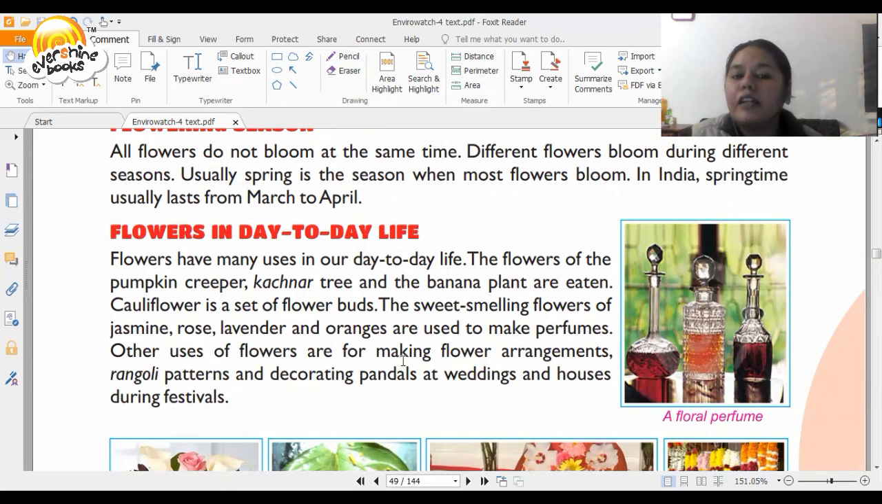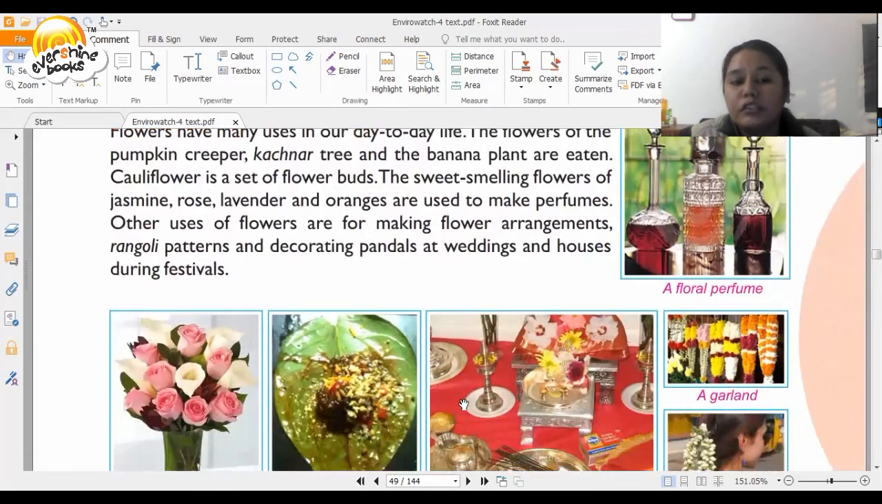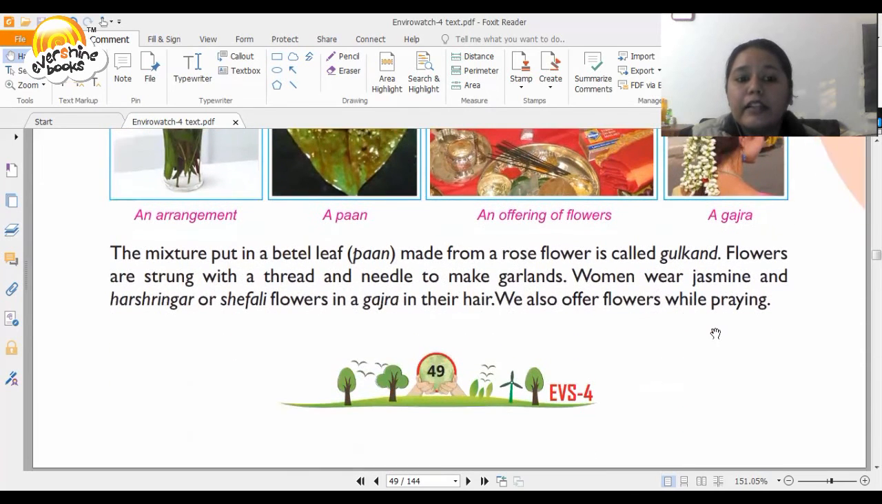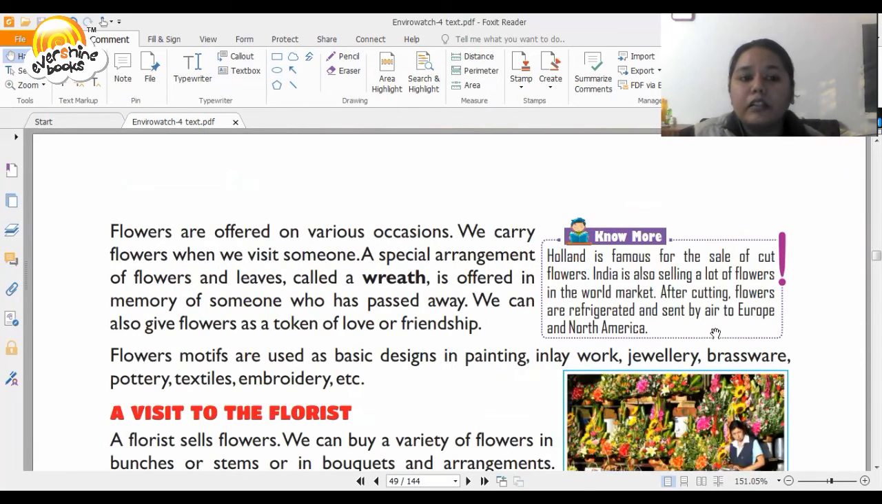Other uses of flowers are for making flower arrangements, rangoli patterns, decorating pandals at weddings and houses during festivals. So this is how you decorate the house. In religious activity, you are using flowers, or they are also used for ornamental purposes. Then flowers are offered on various occasions. We carry flowers when we visit someone.